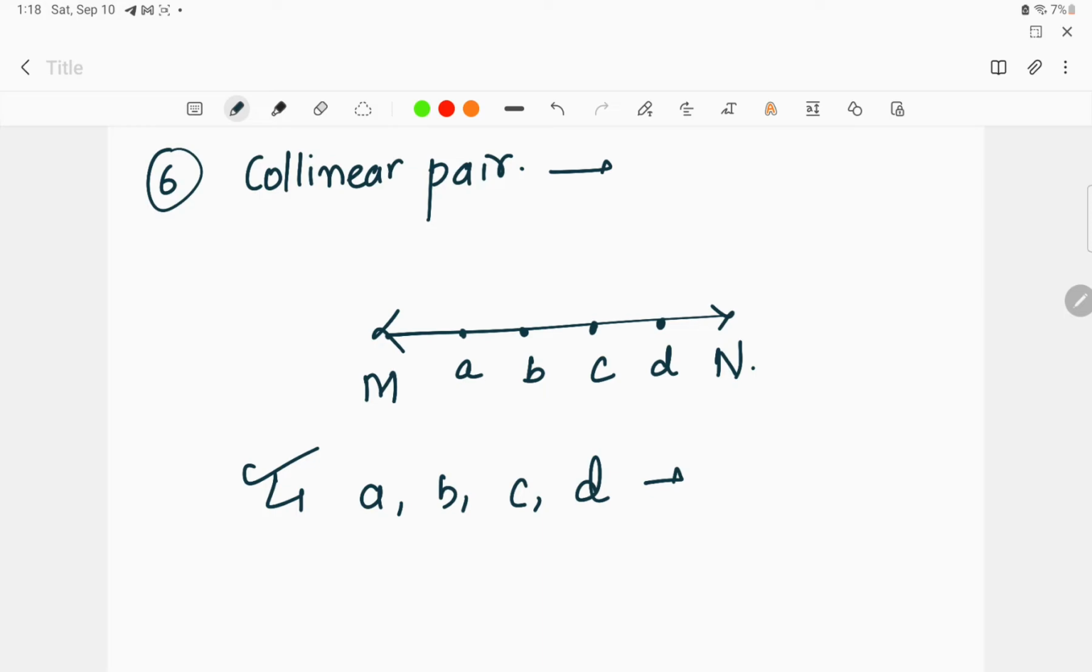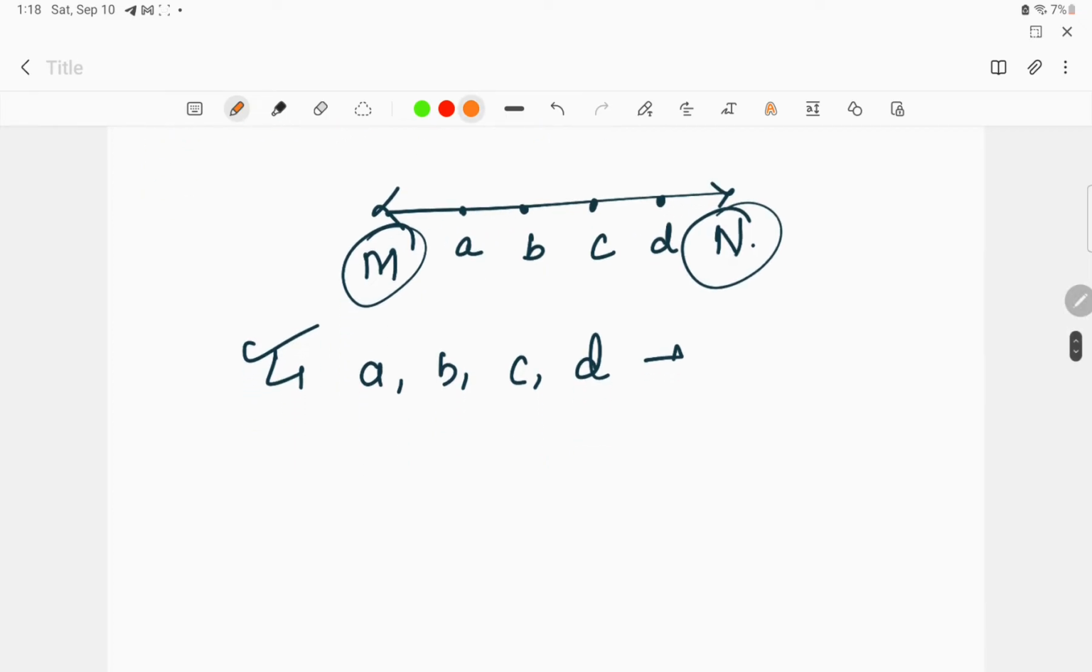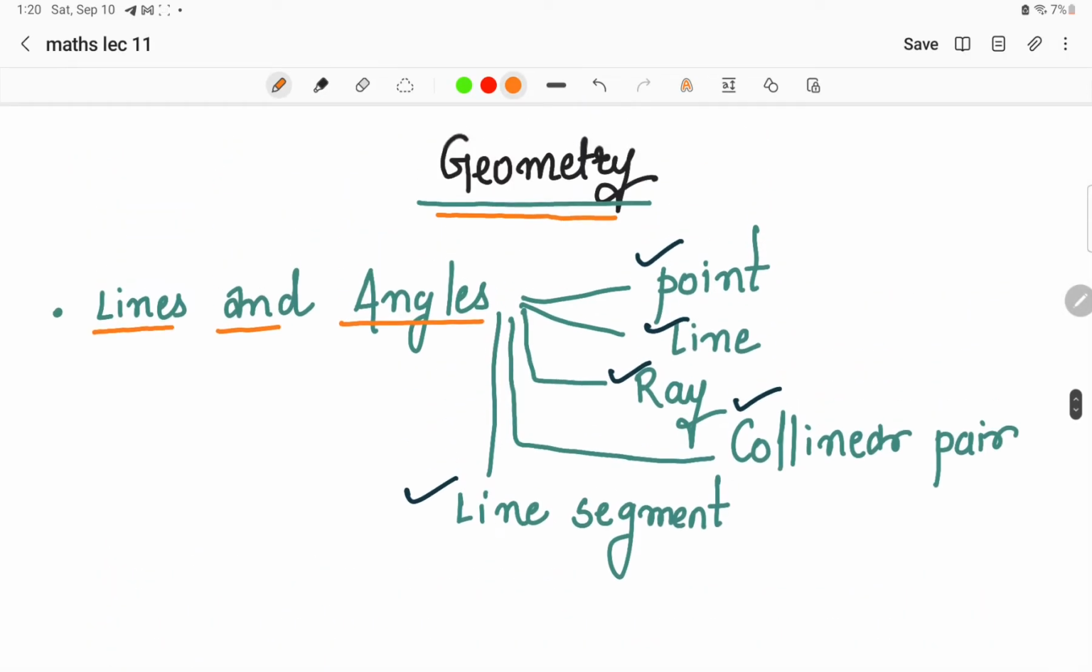We have considered a particular line called MN. On this line I have marked some points, and all the points are lying on the same line. These are called the collinear pair. This is a term that we have to keep in mind. Here in lines, the things that we have learned are point, line, ray, collinear pair and line segment. These were all the topics from lines.